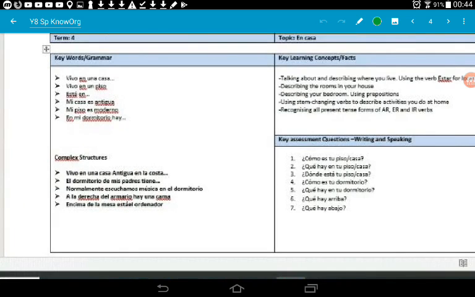So make sure you go through this vocabulary, guys. So basically it's describing the rooms in the house, saying where your house is. So vivo en una casa en la costa, en el campo, etc. Say what is in your house, in your flat, que hay en tu casa, describing the rooms, as I said. What is que hay arriba, what is upstairs, que hay abajo, what's downstairs.